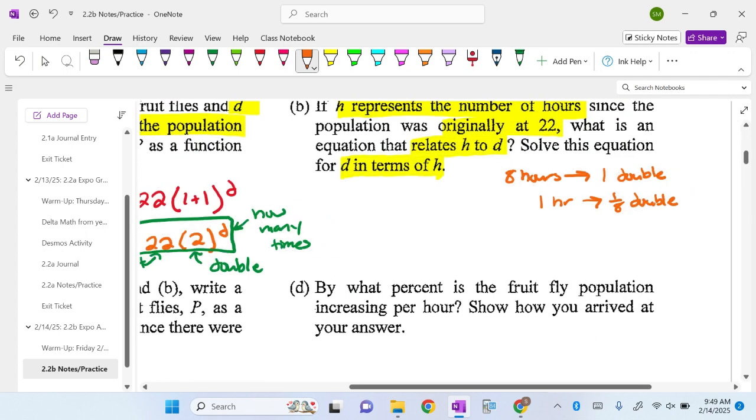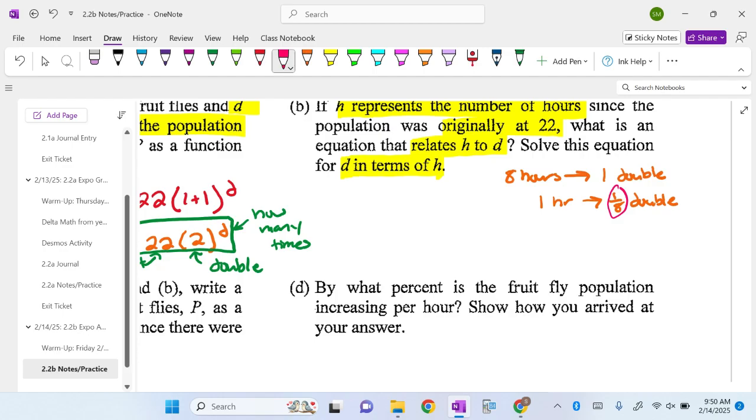All right. Now, the reason we wanted to do that is because if it takes 1/8 of the double in 1 hour, and we want to write this in terms of doubling, that means we would take the number of hours and divide it by 8, and that's how many times we actually doubled. So in 1 hour, it takes 1/8 of a double. All right.